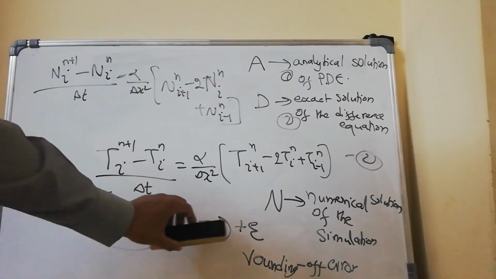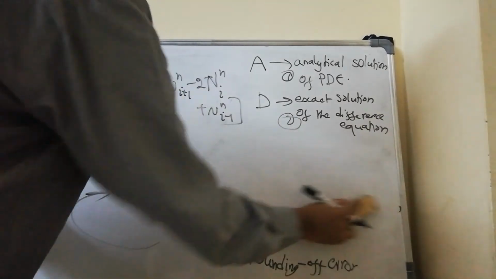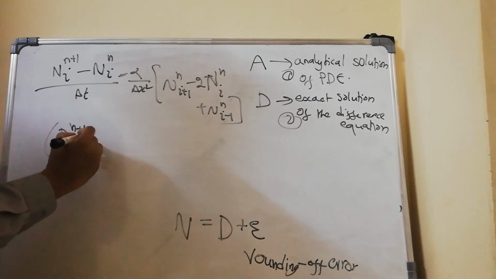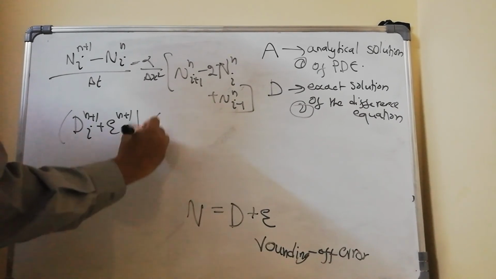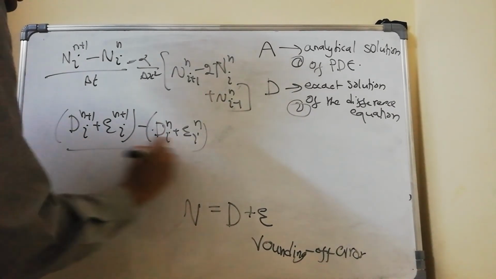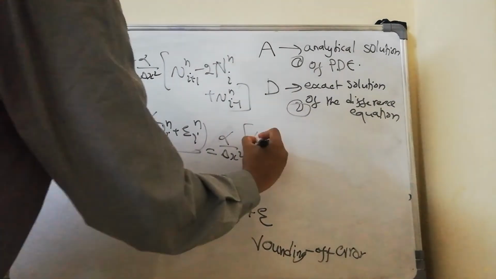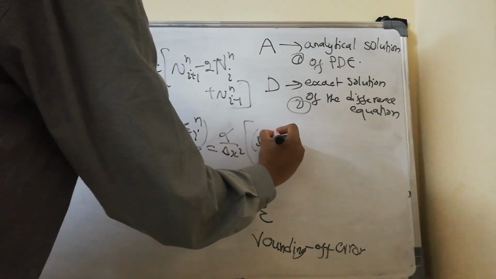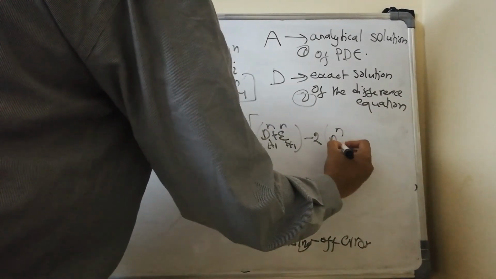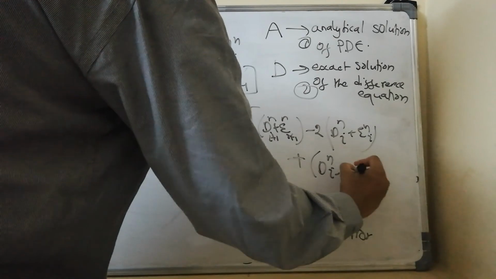Now we can substitute D plus epsilon instead of N. So what do I get? I get D i n plus 1 plus epsilon i n plus 1 minus D i n plus epsilon i n over delta t is equal to alpha by delta x square times D i plus 1 n plus epsilon i plus 1 n minus twice D i n plus epsilon i n plus D i minus 1 n plus epsilon i minus 1 n.